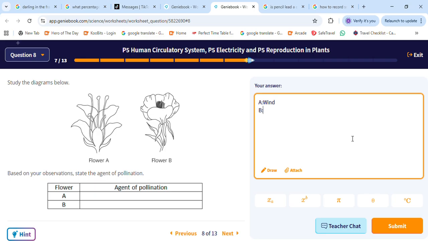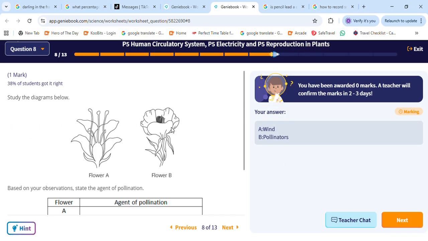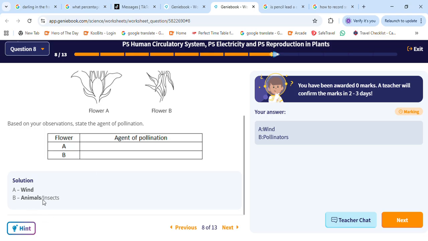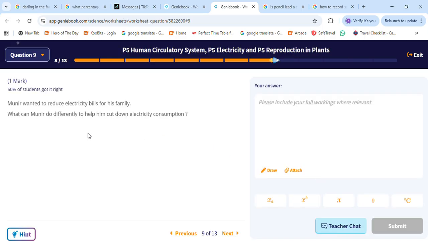Okay, B. Its petals are very big. And if there's big petals, then they're gonna attract insects. Insects? No, animals. Wait, animals, not insects. Anyways, it's just animal. Just pollination. Pollinators. Is that right? Pollinators. Yeah, pollinators. Okay. Good, good, good. 0 marks, then. But it literally mentioned animals and insects. Yeah, you know what? I don't care.